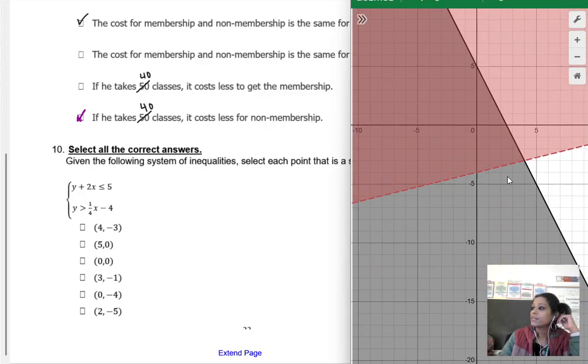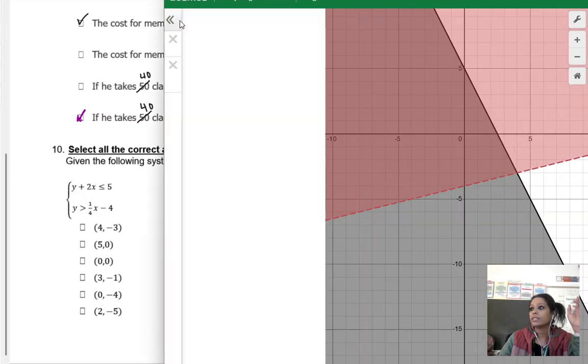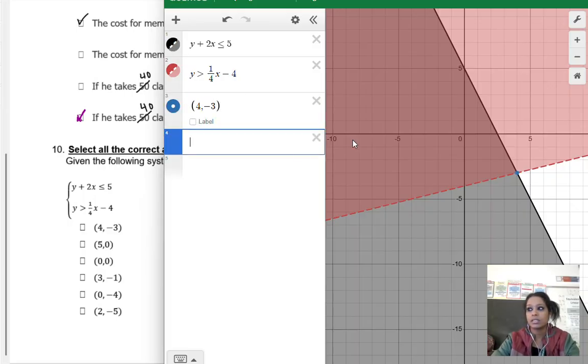All right, so a system of inequalities, remember, is where the red graph and the gray graph are meeting. Okay, so they're over here. I can't really write on here, but I can type on here. Here, let me go ahead and put all of my points, and then we'll look at each one. Okay, so here's 4, -3. As I'm graphing it, maybe you can find it on there and just look.